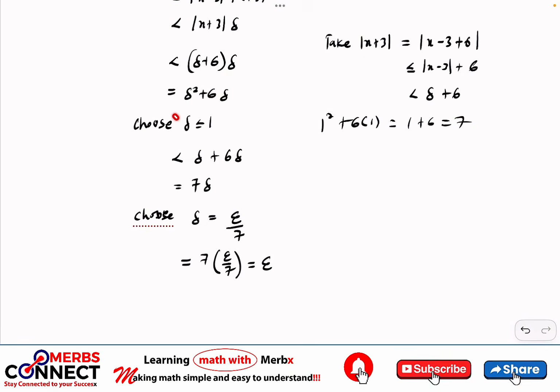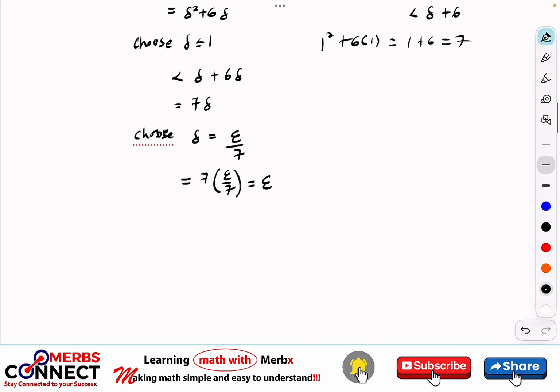But we've made two choices. We chose delta to be less than or equal to 1, and we chose delta to be this. So what we are going to do is we need to choose the minimum. We need to find the minimum of this so that now we can conclude on what we did. So let's choose the minimum. Choose delta to be the minimum of 1 and epsilon over 7.